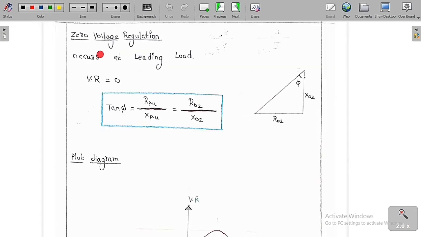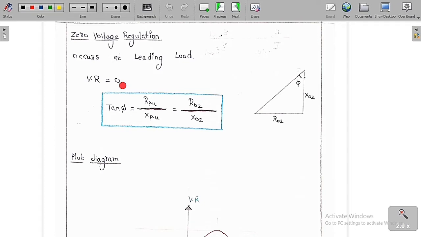So now, zero voltage regulation. What is the meaning of the zero voltage regulation? Zero voltage regulation occurs if you go for the leading load, because only then are we going to get a negative sign in the voltage regulation. And if you equate the voltage regulation to 0, that is the minimum value. So therefore we are going to get zero voltage regulation here.